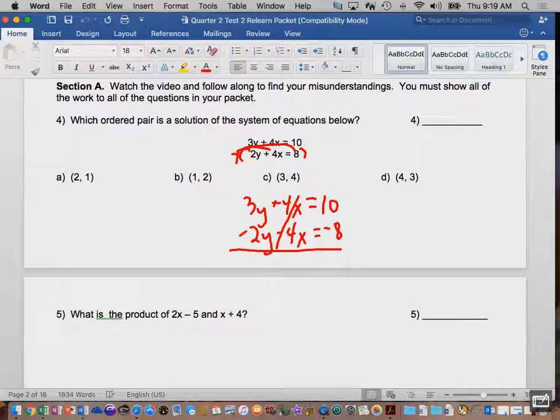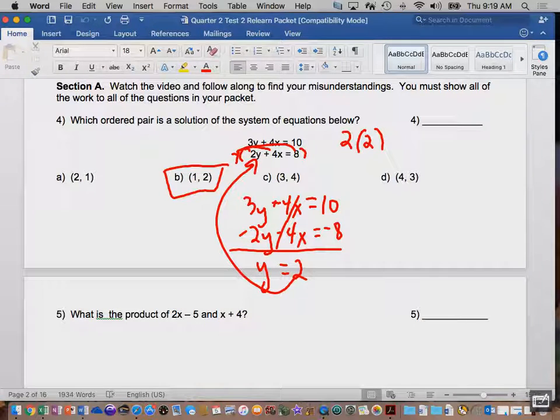3y and negative 2y is 1y. 10 minus 8 is 2. So we know that the y has to be 2. If I look at my 4 choices, the only choice that has a y of 2 is choice B. Now, I can also go back and find the x by saying, let's use the bottom equation. 2 times 2, what I did was I put in the 2 for y there, plus 4x equals 8. 4 plus 4x is 8 minus the 4.